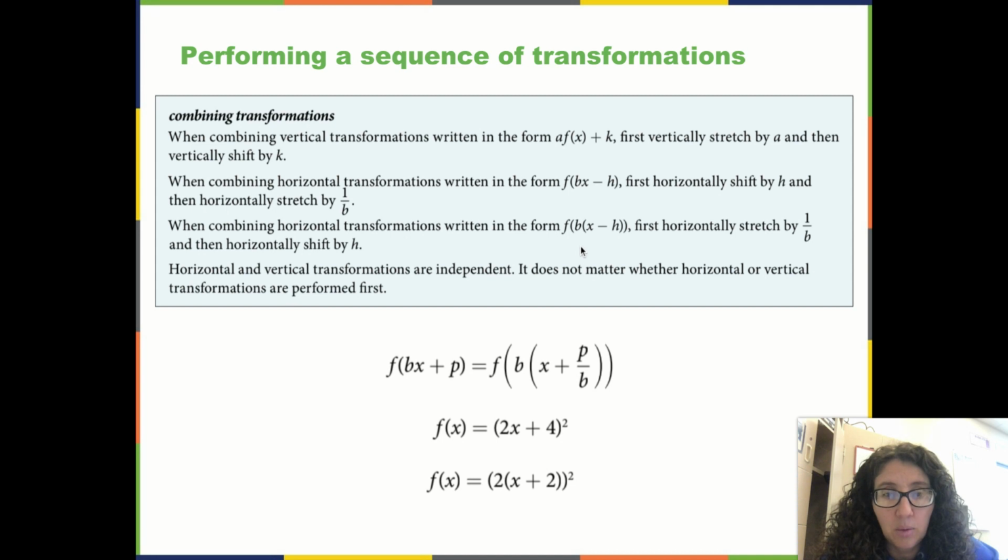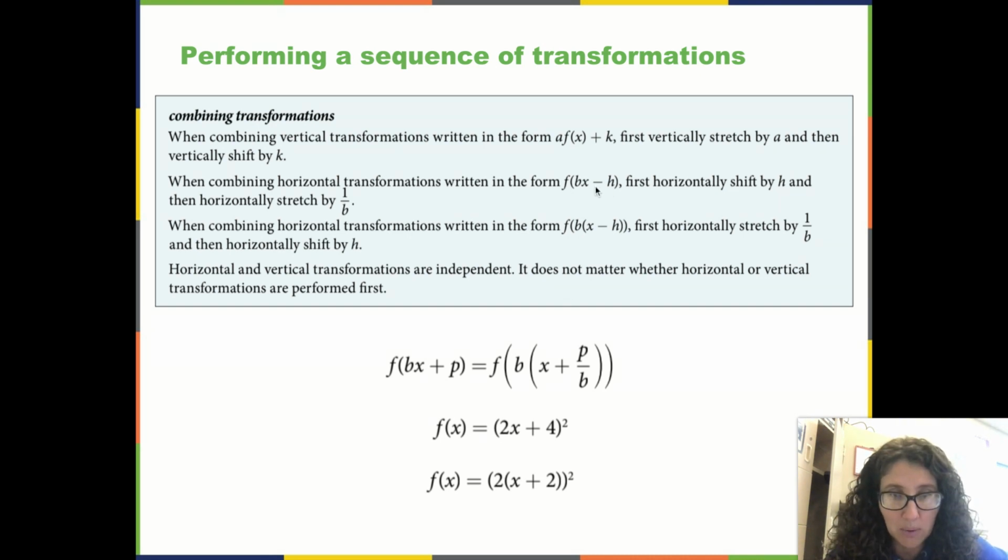We're going to skip the second one for a minute because this is an easier form to think about. Okay, if you have something that looks like this, f of b times x minus h, we're going to have a horizontal shift and a horizontal stretch or compression. So first you stretch and then you shift, just like we did in the first one for vertical. Okay, stretch first, then shift. And if you just have horizontal and vertical shifts, it doesn't matter which one you do first.